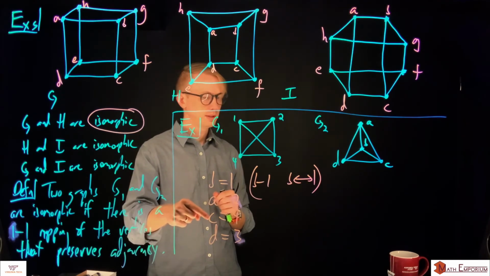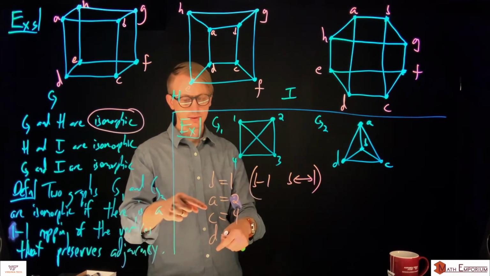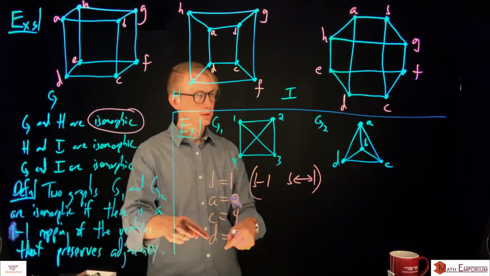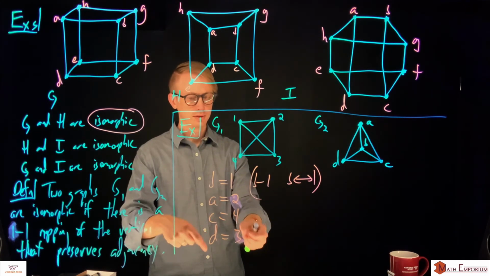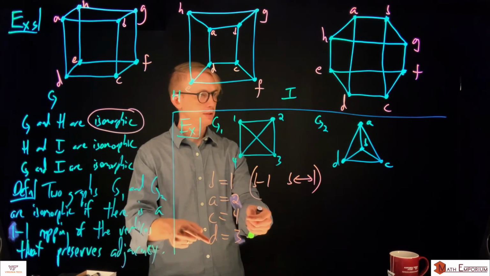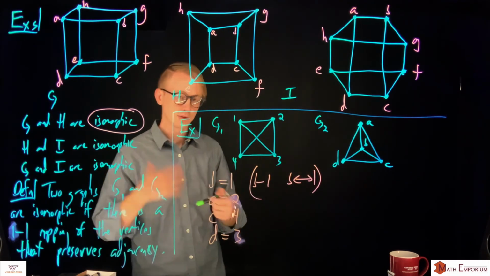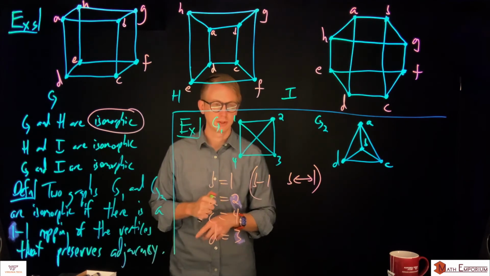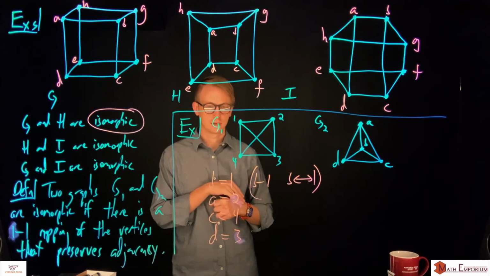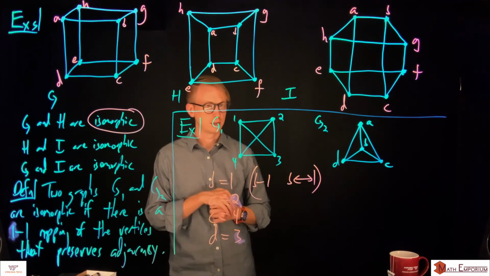A and C? Yes. 2 and 4? Yes. A and D? Yes. 2 and 3? Yes. C and D? C and D are adjacent. 4 and 3? They are adjacent. Okay, and that's it. That's all the possible pairs you could possibly have, right? So 4 choose 2, so that's 6 pairs to double check.